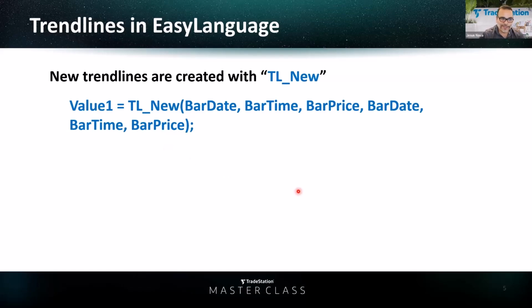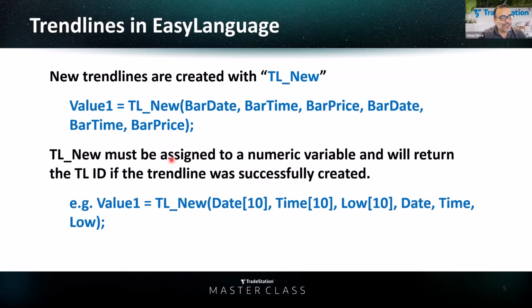Hopefully this is clear. TL_New must be assigned to a numeric variable, and will return the TL ID if the trend line was successfully created. So exactly what we just mentioned. Here's an example of how that expression would look. Again, Value1 = TL_New.